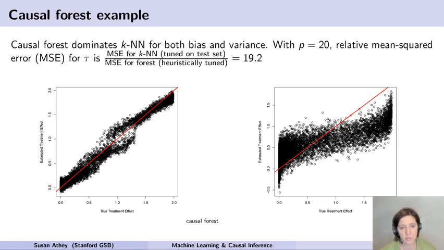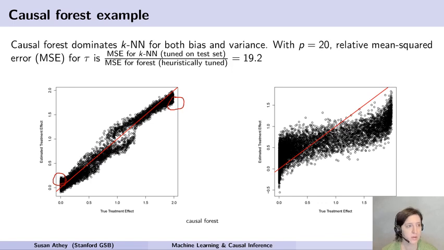Now, we do see a little bit of issue around the boundaries, where there's clearly some bias going on. That's coming from the fact that the trees are still having a hard time building neighborhoods near the boundaries that discriminate well enough among the different values of the treatment effects. We see a much bigger problem over here with the KNN model, where it's not nearly as well calibrated on the right.